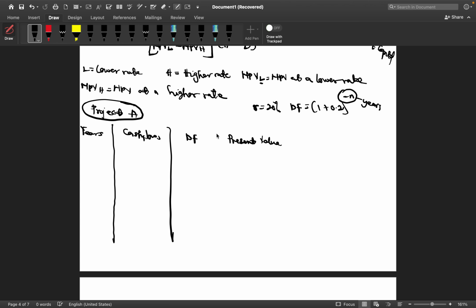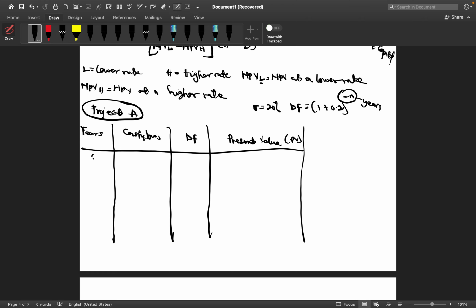So this is years. This is cash flows. Discount factor. This is present value. So I have 0, 1, this is 2, this is 3, this is 4, this is 5. So the same cash flows. The only thing is we are just changing the discount factor to this. So the same cash flows, 150,000.